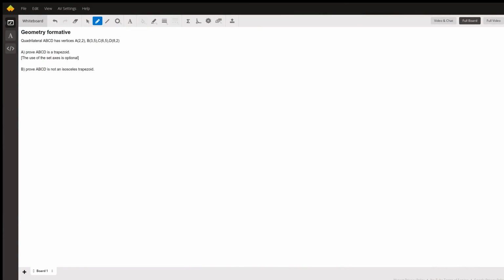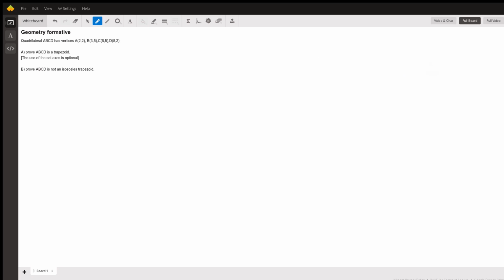Okay, in this problem we're going to be trying to prove that a quadrilateral made out of the given 4 points is, well, a trapezoid, but it's not an isosceles trapezoid. Okay, so here's how we're going to do it. This is actually a fairly short and simple proof, but it's more visual. You have to just kind of understand what I'm talking about.